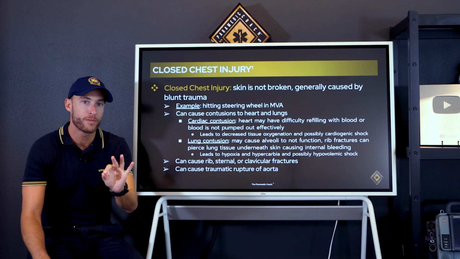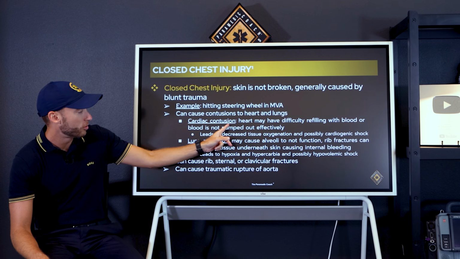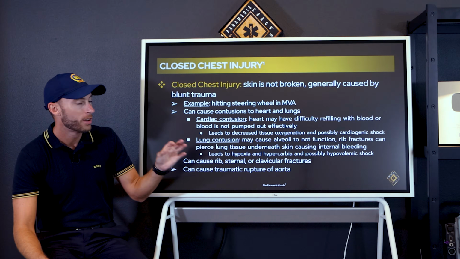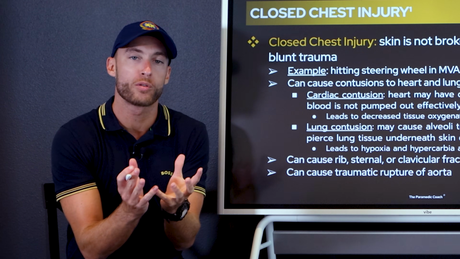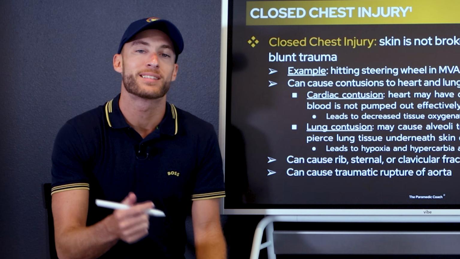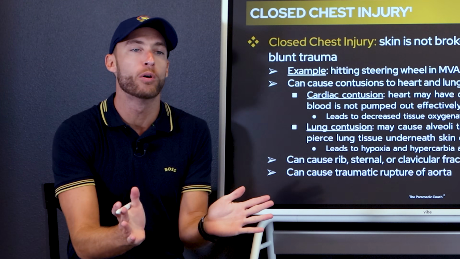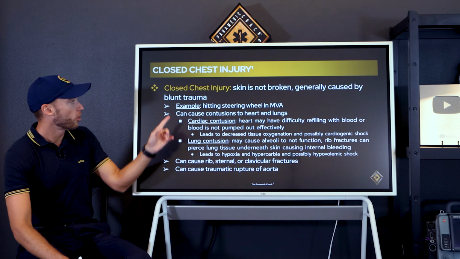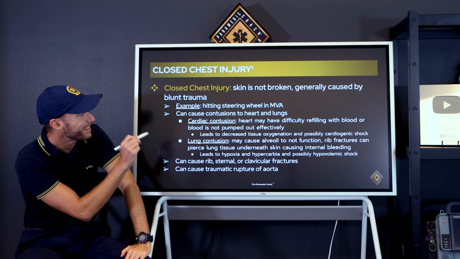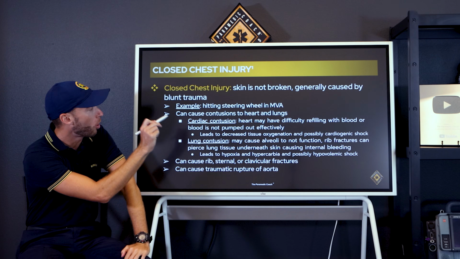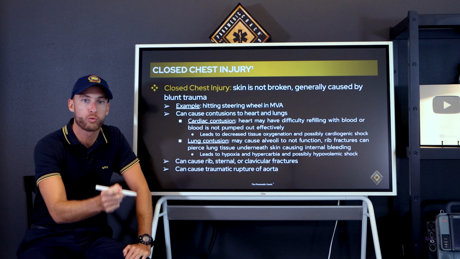Well, I think about a few different things. Cardiac contusion, lung contusions. When I think of a closed injury, what I mean is the skin is not open, it's not exposed. Let's go a little deeper here. So with closed chest injury, the skin is not broken. It is generally caused by blunt trauma.